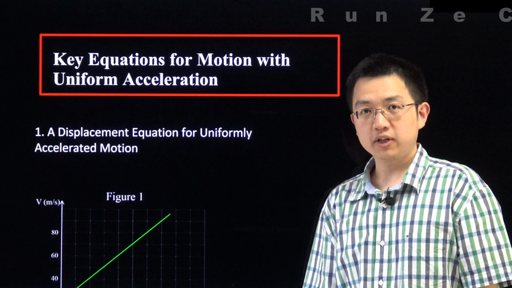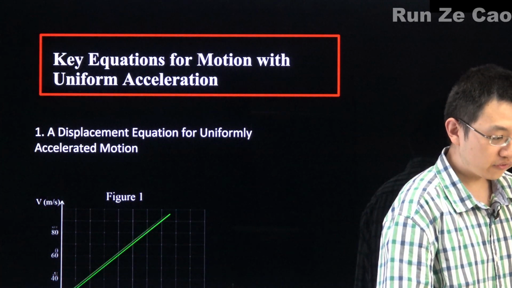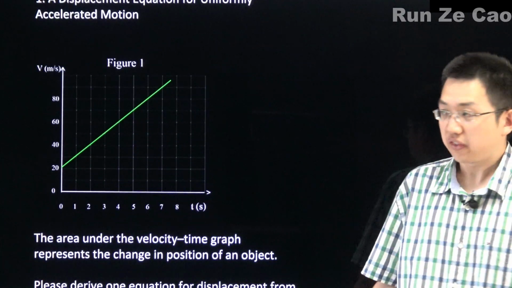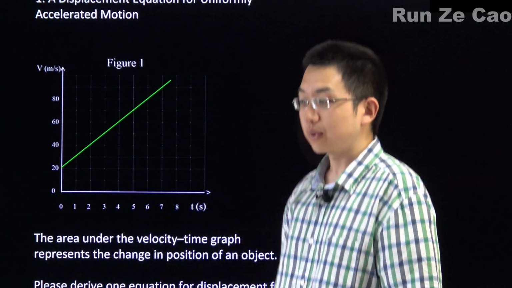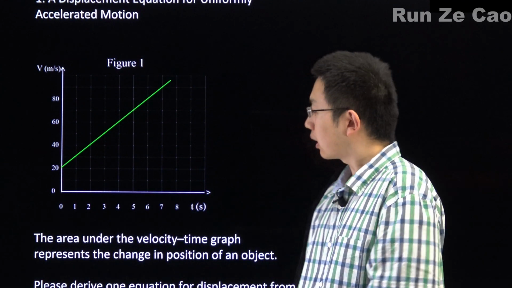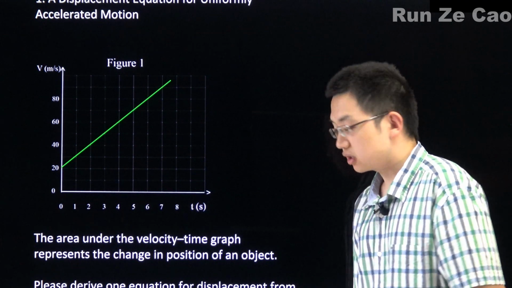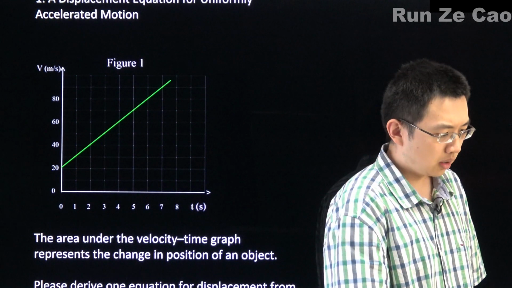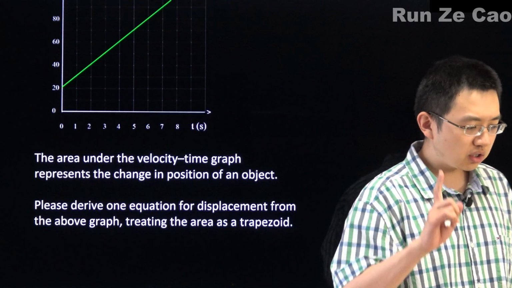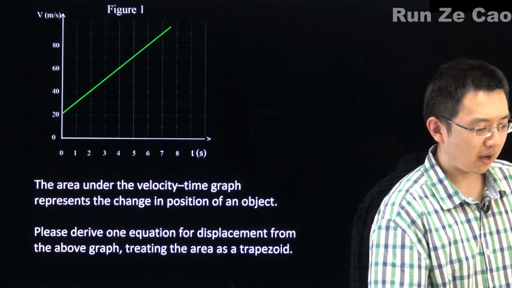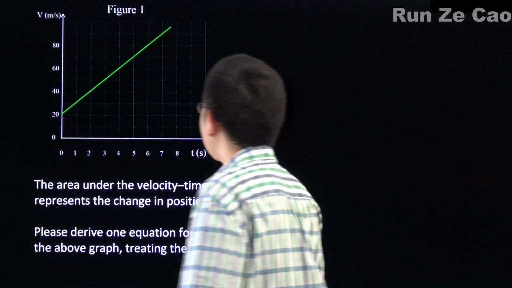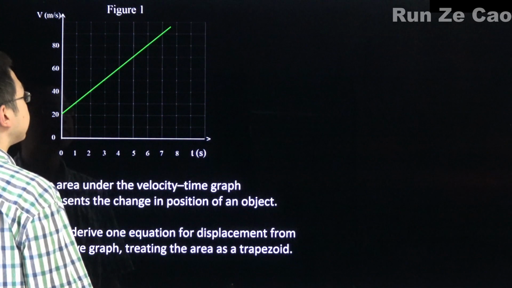If we have uniformly accelerated motion, we have a velocity-time graph that is a straight line. We said this before already, right? The area underneath it is the change in position of an object. We know this. So please derive one equation for displacement from the above graph, treating the area as a trapezoid.